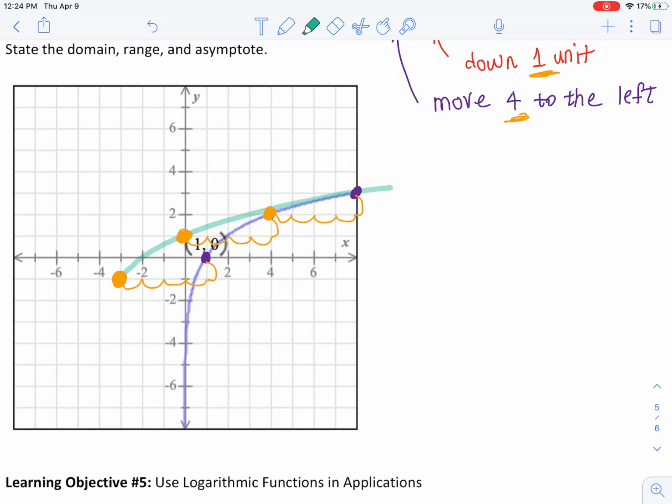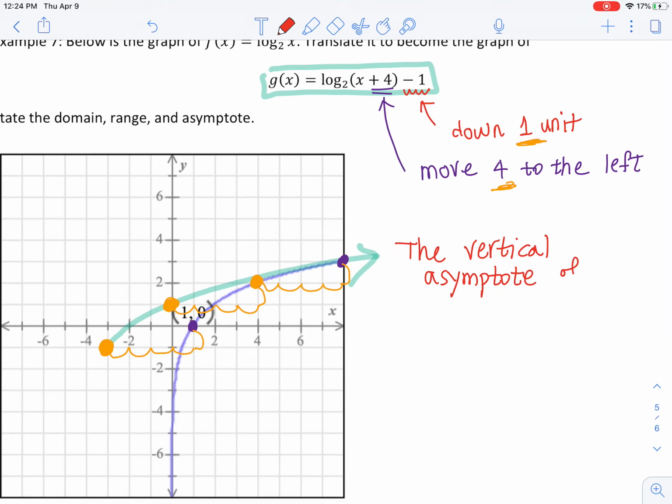Now, let me go ahead and sketch the graph. It's going to go up that way. But remember the original vertical asymptote. The vertical asymptote of f of x is at x equals 0, right? Let me show you what I mean by that. We had a vertical asymptote right there for the blue graph, the original graph. But listen, we have to shift this entire graph 4 to the left.